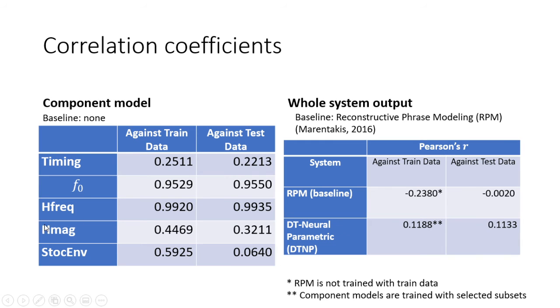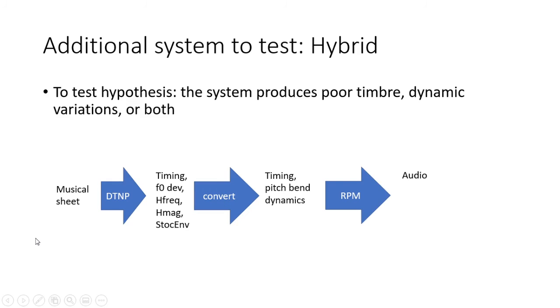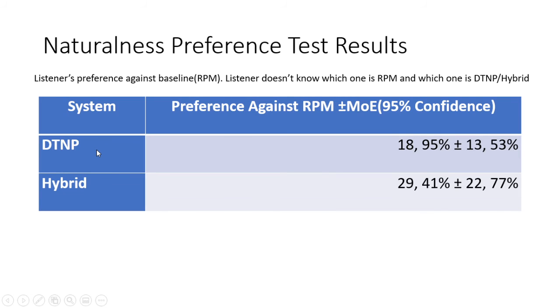The problem might be in the dynamics or the timbre or both. So we are going to test the hypothesis whether the problem is there. For the next test, which is a listening test, we use a hybrid. So we use expressions from our model for dynamics, pitch deviations and timing, but for the timbre, we use RPM. So this is the naturalness preference test.